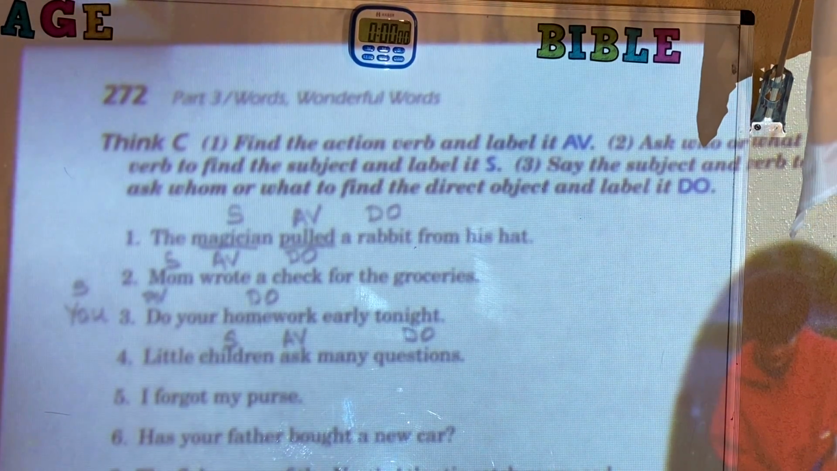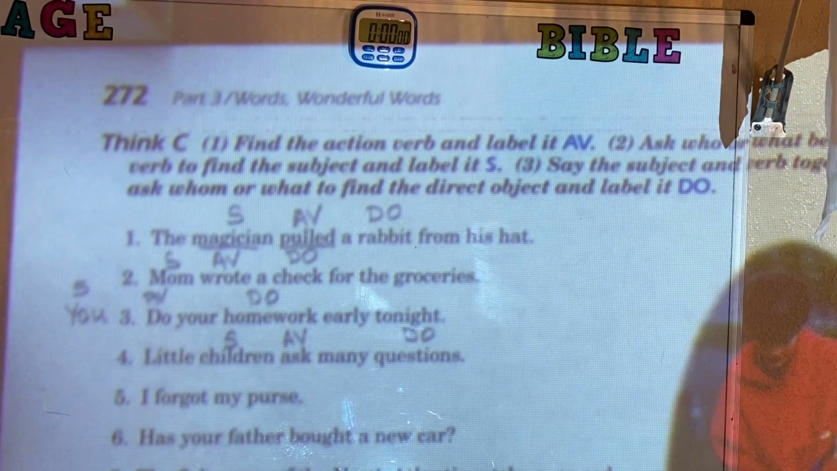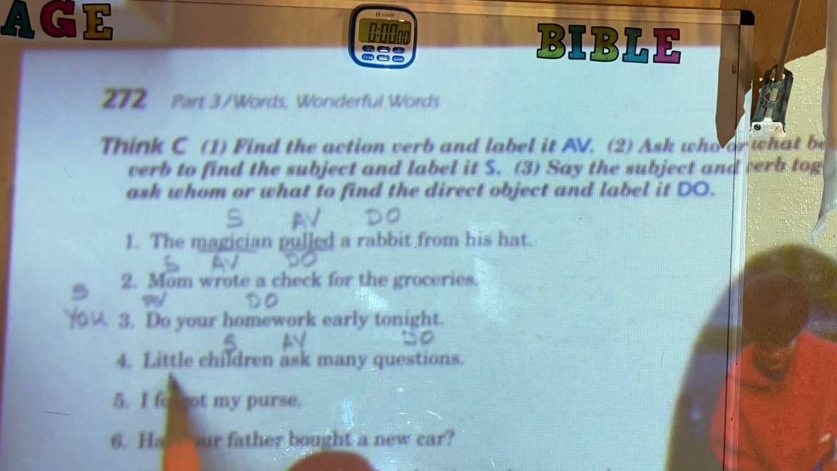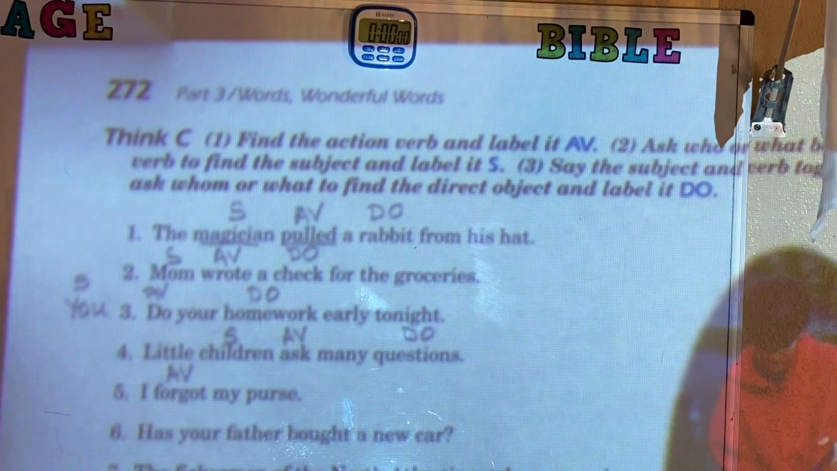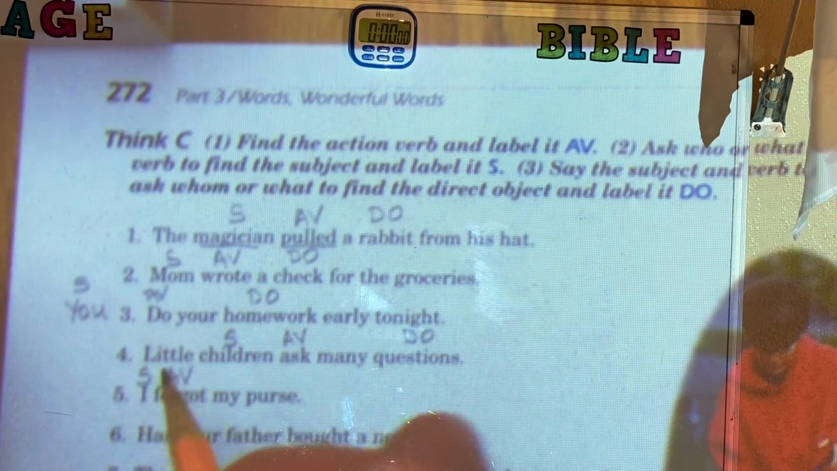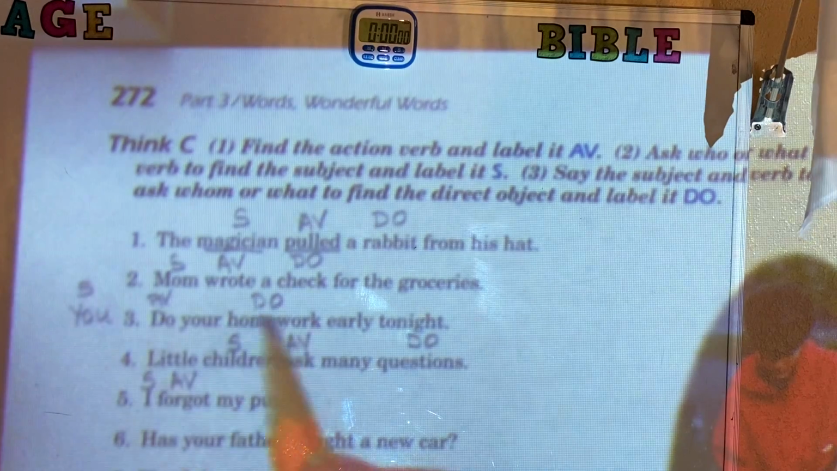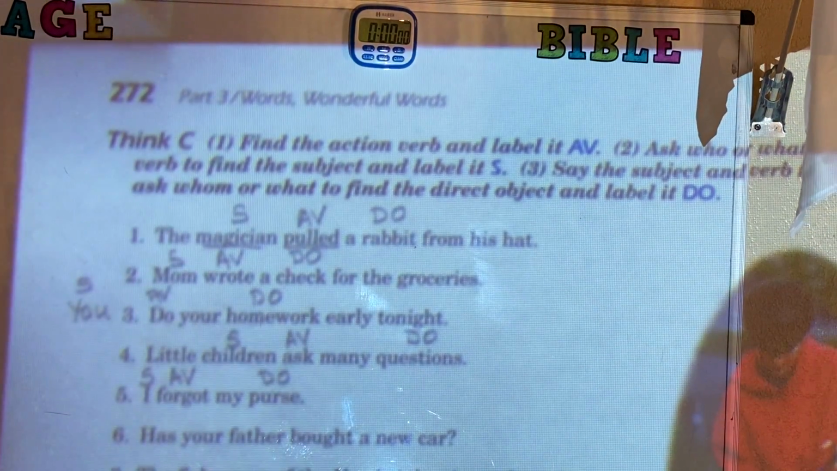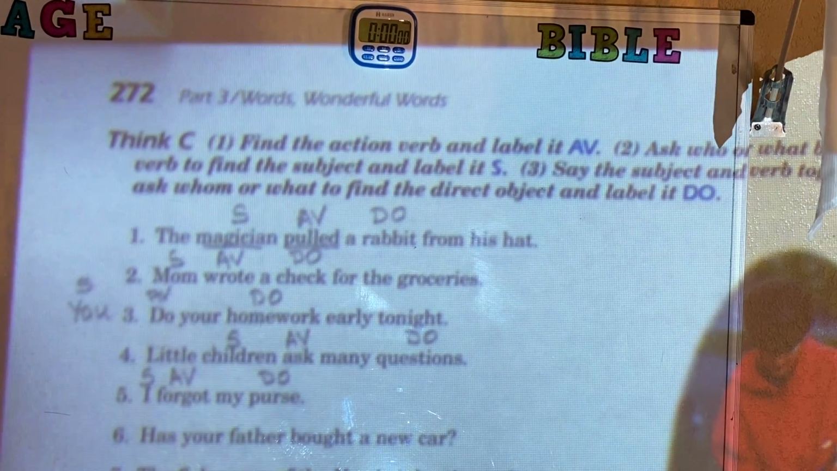Okay? The last one that we're going to do together is number 5. I forgot my purse. What's the action? Forgot. So that would be my action verb. Who forgot? I. So that would be my subject. And what did I forget? My purse. So that would be my direct object, purse. Okay? So we did 1 through 5. You are going to finish the rest.